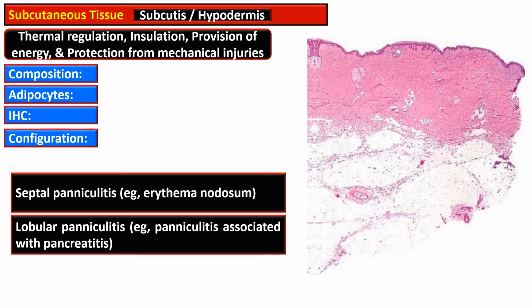Two important conditions of panniculitis are septal panniculitis and lobular panniculitis. One example of the septal variety is erythema nodosum, while the example for lobular panniculitis is panniculitis that is associated with pancreatitis.